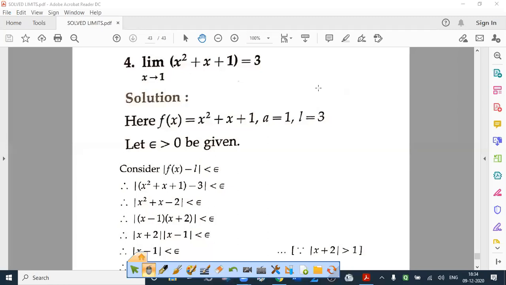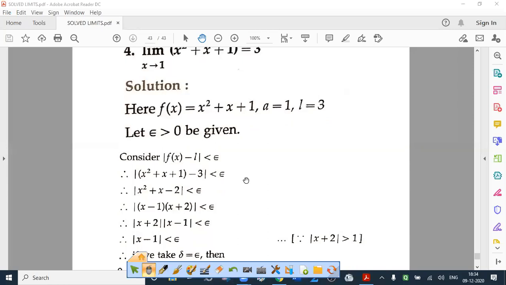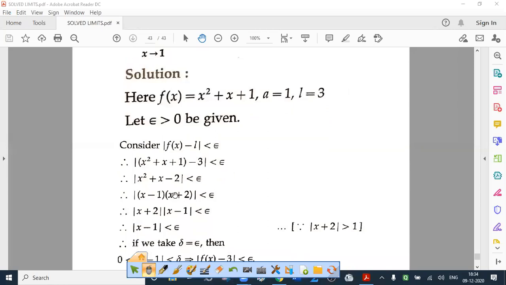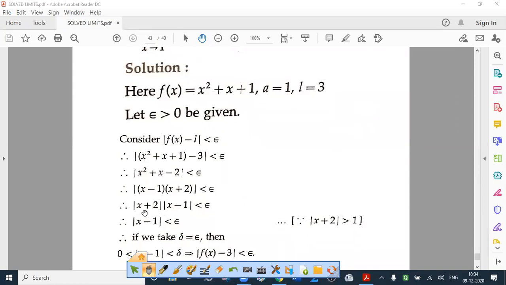Fourth one, limit x tends to 1, x square plus x plus 1 equals 3. Now what is f(x)? x square plus x plus 1. What is a? 1. What is L? 3. Let epsilon greater than 0 be given. Consider mod of f(x) minus L less than epsilon. Substitute the values. So x square plus x minus 2. What are the factors? x minus 1, x plus 2. So this is mod of x plus 2 into mod of x minus 1 less than epsilon.